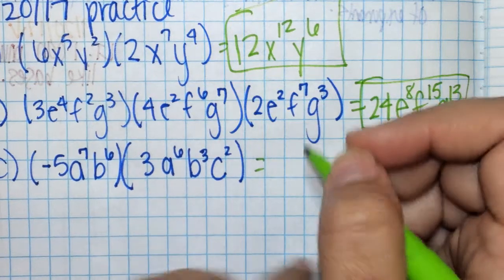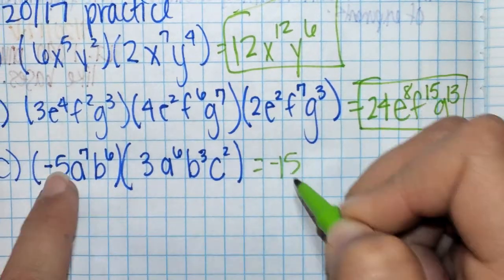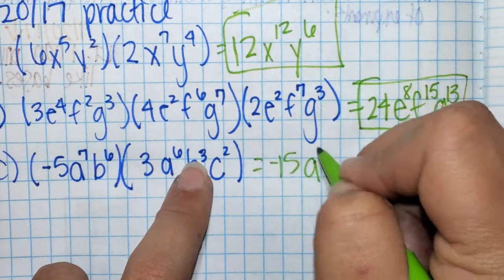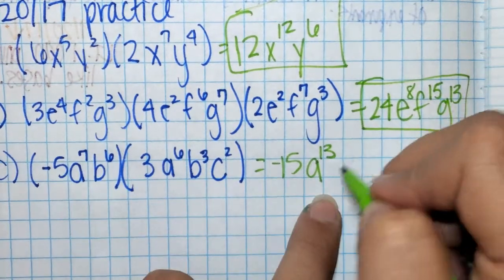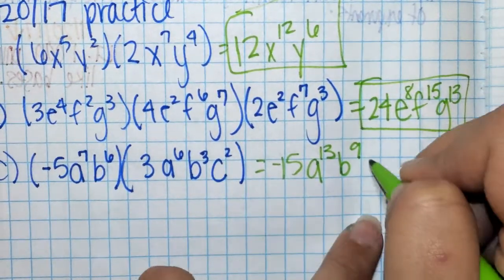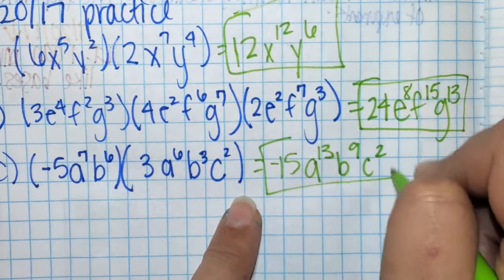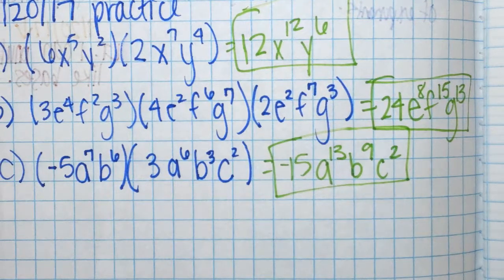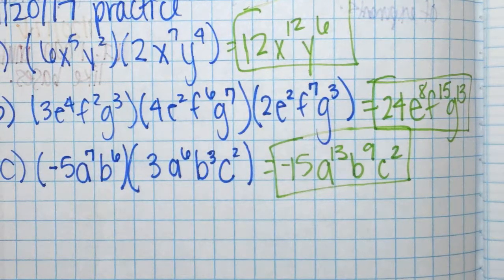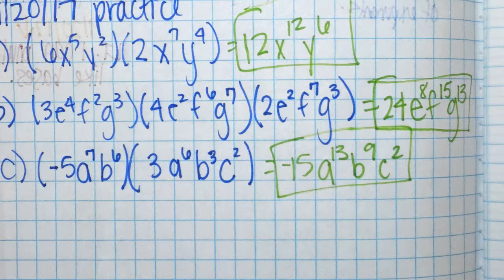Negative 5 times 3 is negative 15. 7 plus 6 is a to the 13th. 6 plus 3 is b to the 9th. c doesn't have anything, so it just has a c squared. If they got it right, put a check. I got everybody. I got some.